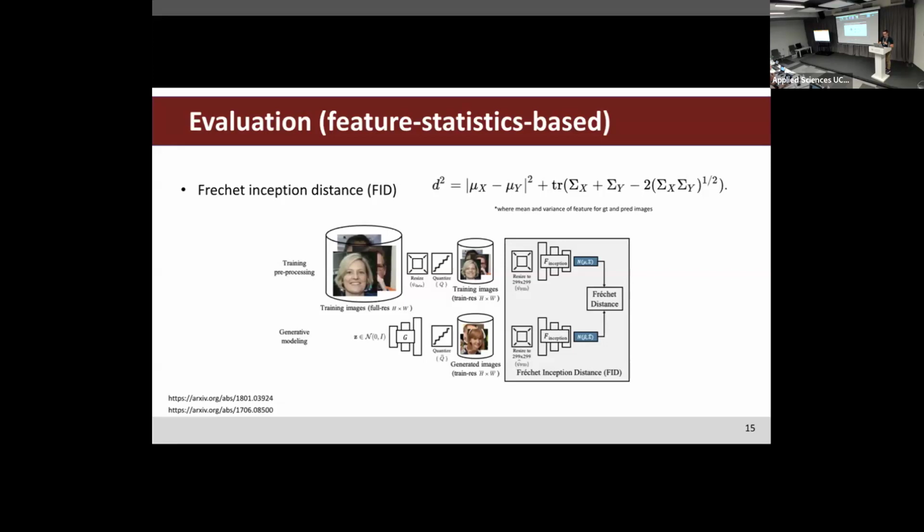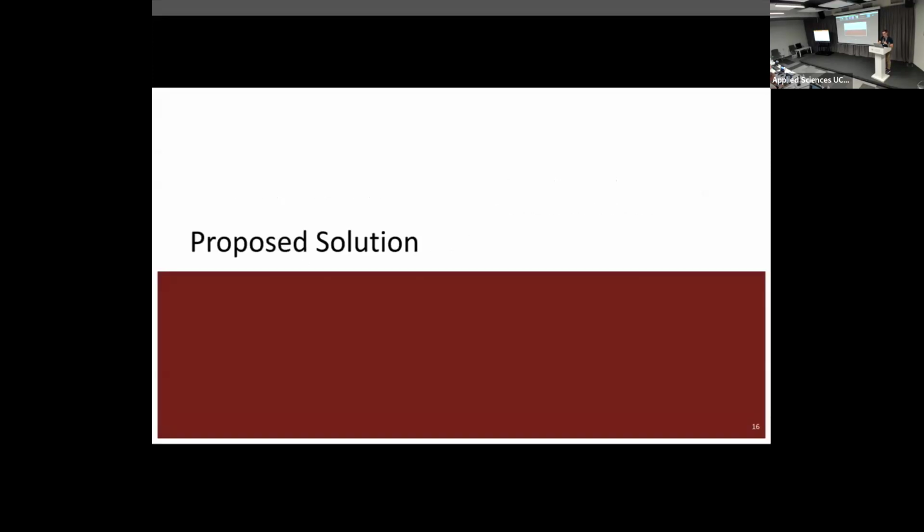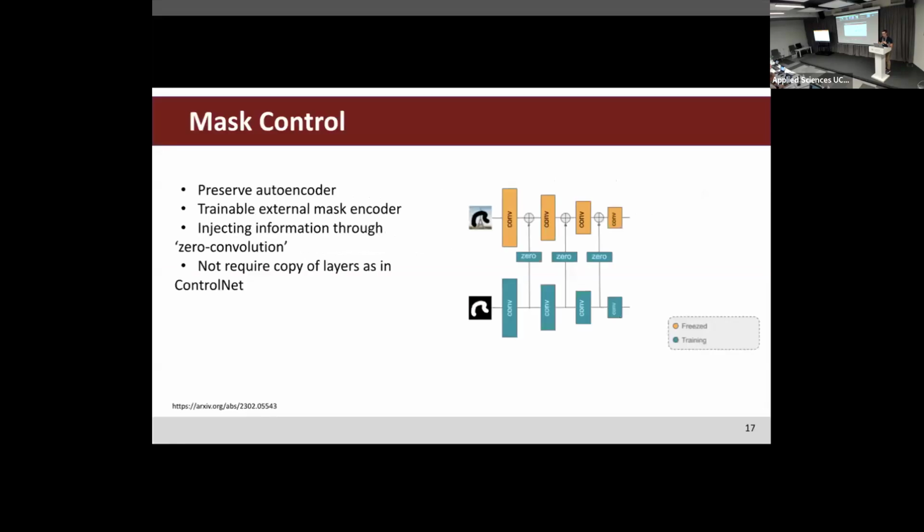And moving to our proposed solution, the first component of our framework is the mask control mechanism, which is done by a mask encoder and zero convolutions. Our goal is to reuse the autoencoder pre-trained model as is done in latent diffusion models. But as illustrated in the motivation slide, the masked image latent representation is corrupted, so we need to cope with this. The most standard way to cope with it is to add one more convolution channel to the input layer and fine-tune it.